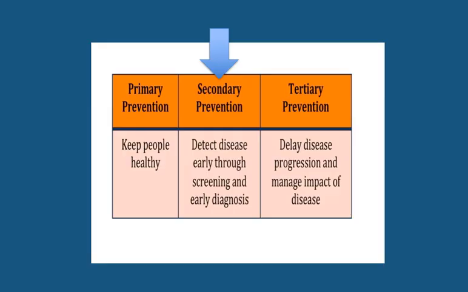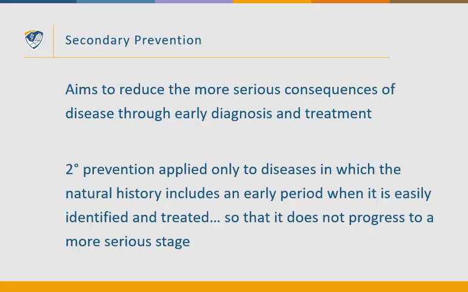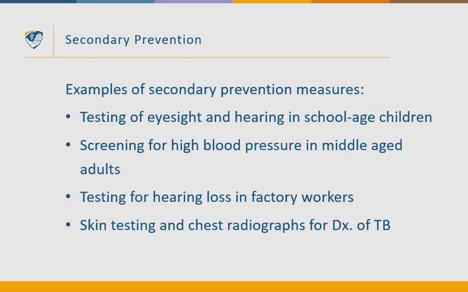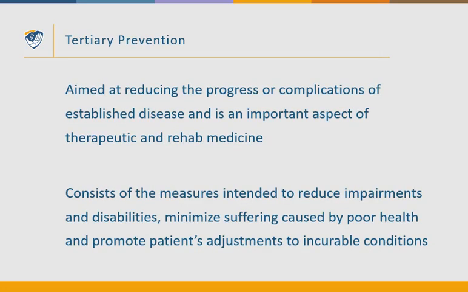Now let's talk about secondary prevention, to detect the disease early through screening and early diagnosis. Secondary prevention applies only to diseases in which the natural history includes an early period when it is easily identified and treated, so that it does not progress to the more serious stage. Examples of secondary prevention include testing the eyesight and hearing of all school-age children. Remember when they used to have us do scoliosis tests? Screening for high blood pressure in middle-aged adults, testing for hearing loss in factory workers, and skin testing and chest radiographs for the diagnosis of TB.